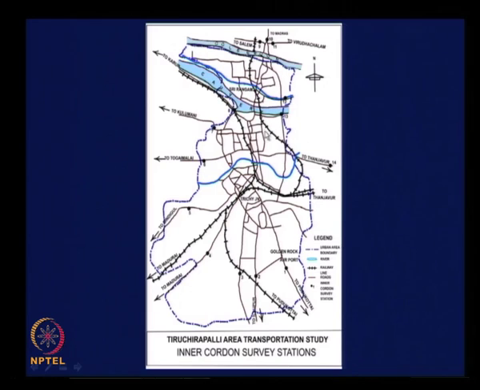This line, the municipal boundary, is the inner cordon line or internal cordon line, and they conducted cordon line surveys along this boundary also on the roads that are crossing the cordon line. Look at the location of the cordon line stations. They are not exactly at the point of intersection of the cordon line and the radiating road. For example, if you want to do ideally the cordon line survey for this road, the survey station should be somewhere here, but they have had the station here.